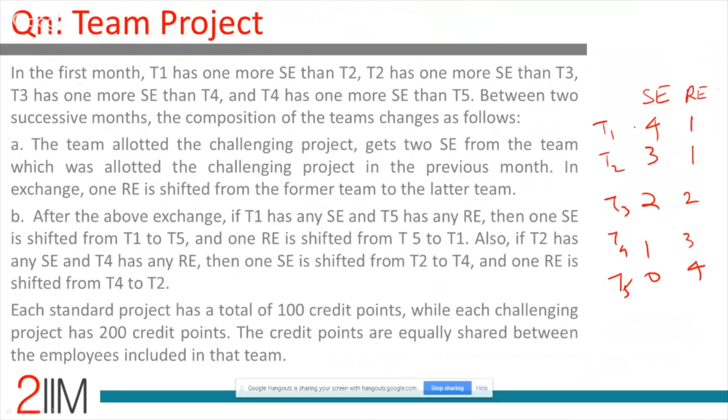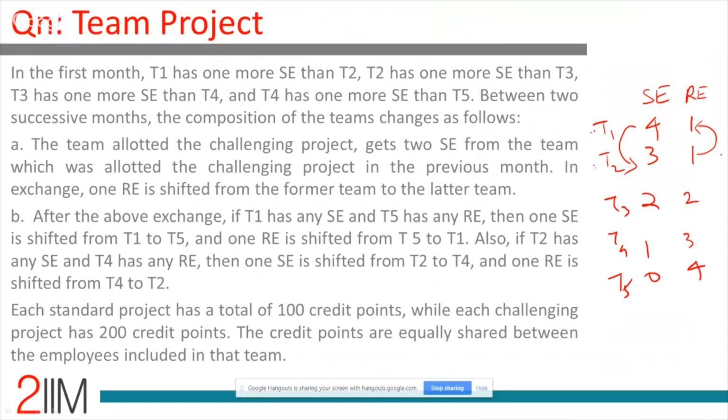From here, next month, second month, 2 special employees will go here. This will fall by 2, this will increase by 2. But then this will have only 3 employees, this will have 6 employees. The next month, this should have 4, this should have 5. The shift should only be 1. So 1 regular employee goes from here to here. So the team getting the challenging project gets 2 special employees and gives away 1 regular employee. Not only they have 1 additional employee than before, their special employee count has gone by 2.